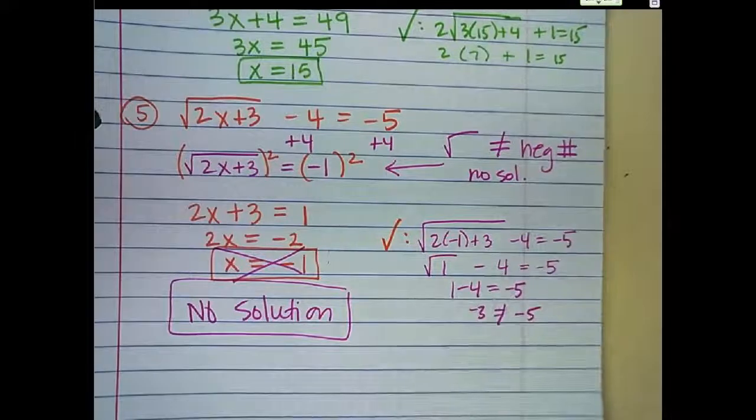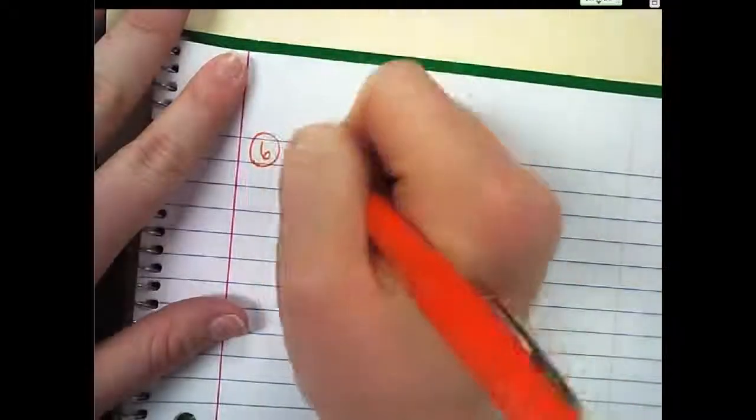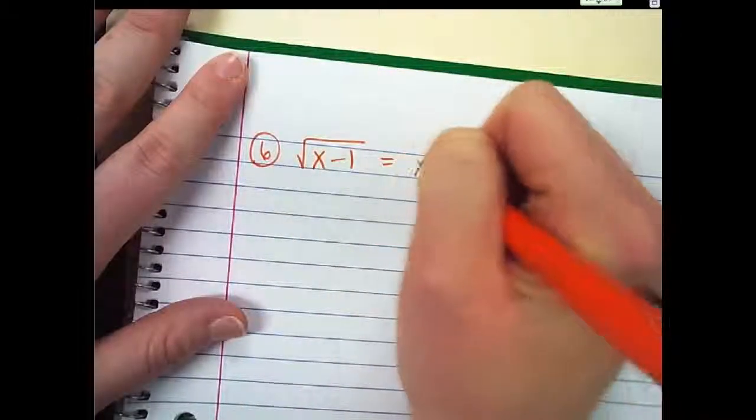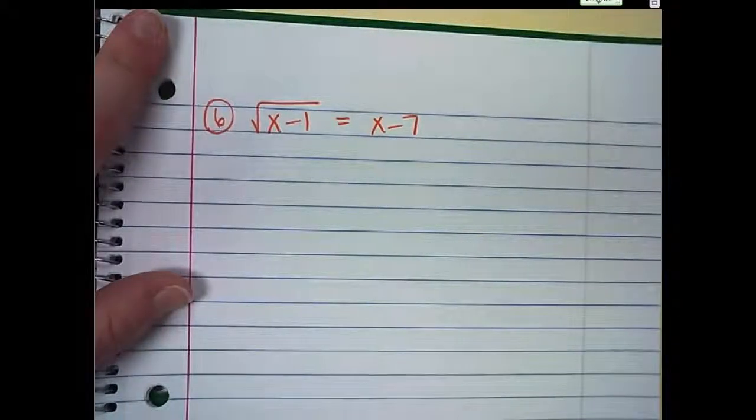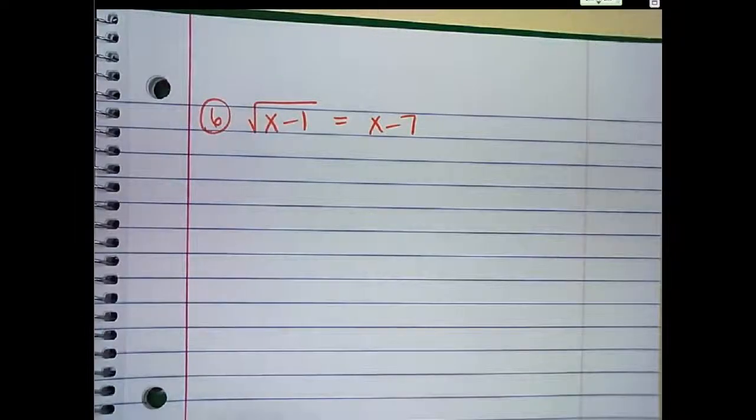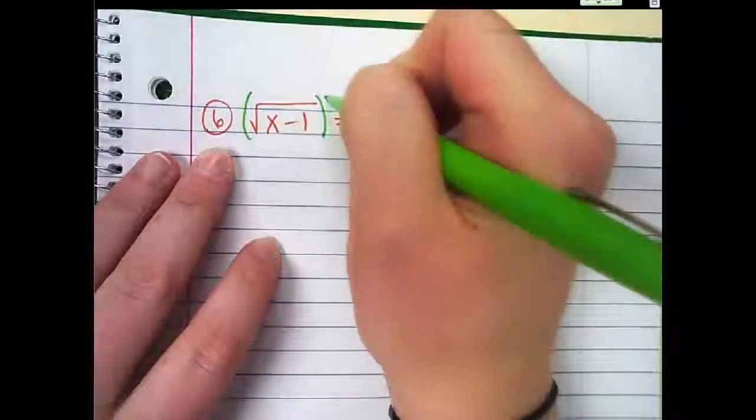Good? Okay, number 6. Look at number 6. Is the radical by itself? Yes. So because it's by itself, I'm going to go ahead and square it.